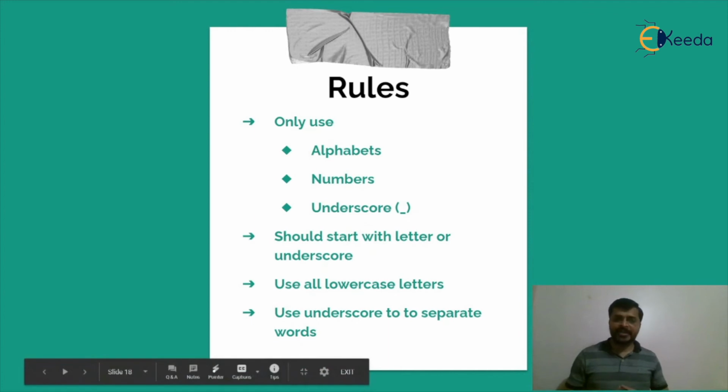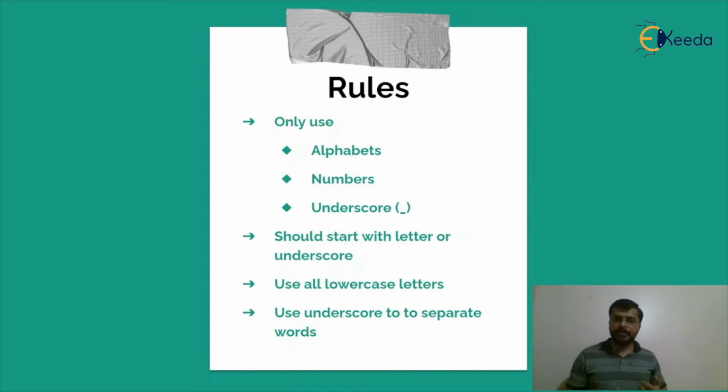As per Python standards, whenever you create a variable, its name should only contain alphabets, numbers, or underscores. But you need to make sure that your variable name always starts with either a letter or an underscore. A number can come anywhere else after the starting character, but the starting character has to be either an underscore or an alphabet.